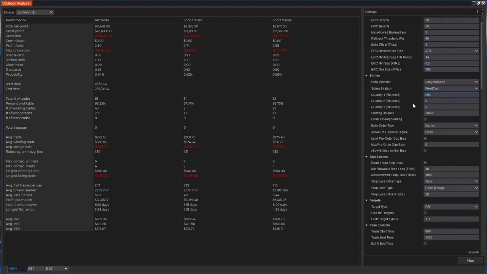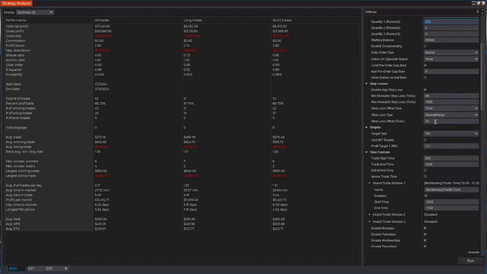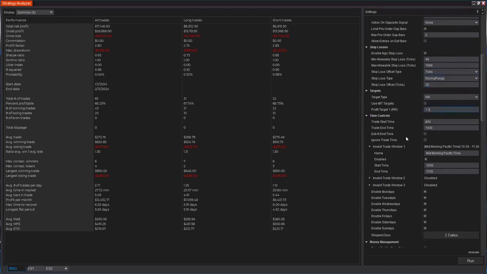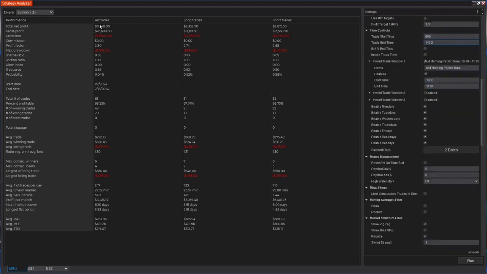But here we go. So we've got 500 risk on the trade. We've got the range. What this is doing is setting the stop loss based on ticks beyond the range. Okay, we've got a 1.3 risk reward, trading from 8 to 2:30. And here are the numbers. You've got 17,000 in profit from early January till now. This is on MNQ. There are 63 trades at a 68% win rate, and this is at 1.3.